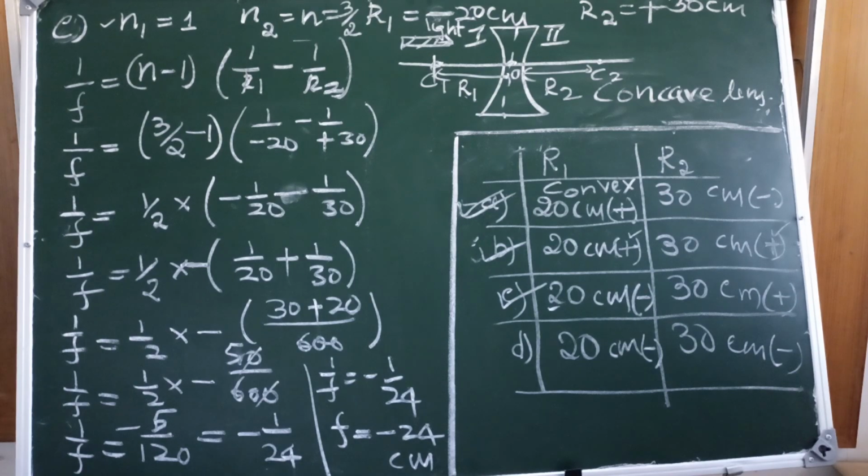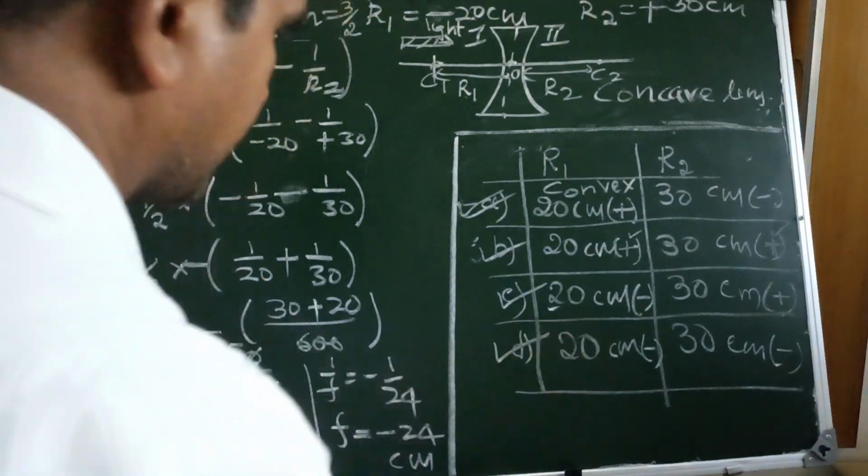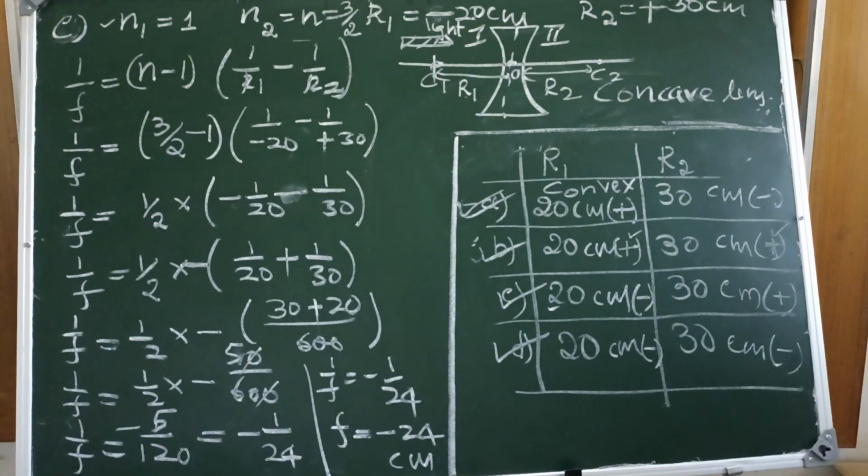Then you should remember here, in case of convex lens we got plus 24, in case of concave lens we got minus 24. So you should remember, for convex lens focal length is always positive, for concave lens focal length is always negative. We should remember that. Now let us move towards the fourth type of lens that we can make using these specifications.